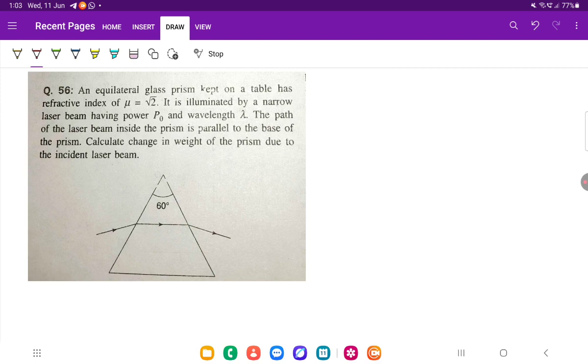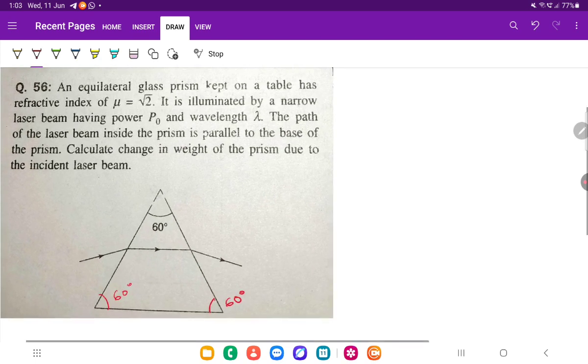Okay. So as it's an equilateral glass prism, all the three angles will be 60 degrees and this angle will also be 60 degrees, corresponding angles, because the light ray inside the prism is parallel to the base. We have been given this information.